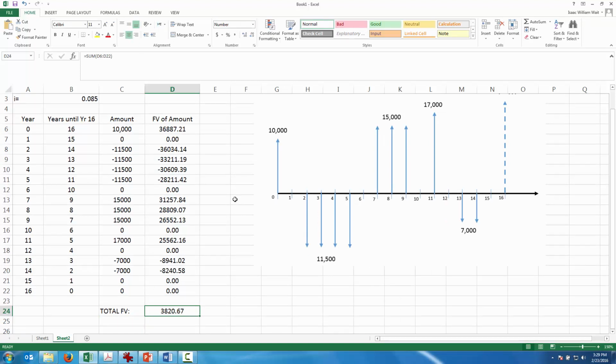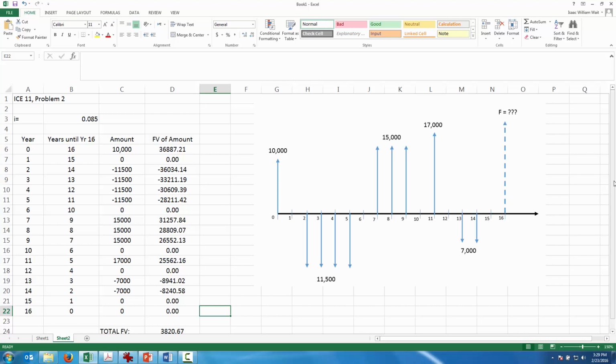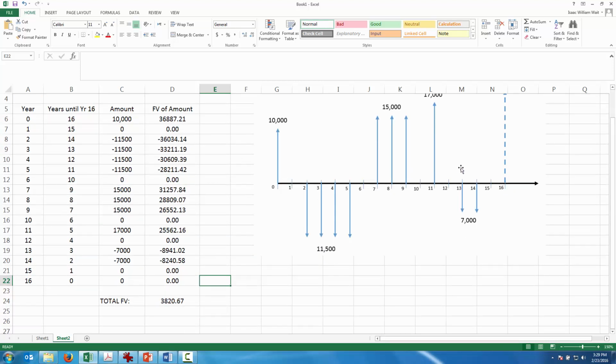So the total future value is 3,820. There isn't a net future value. Well, actually there might be, but NFV? No, there's not. I was wondering if maybe they added a new function I didn't know about. So this is how we've calculated the future value of all of this cash flow in terms of year 16.